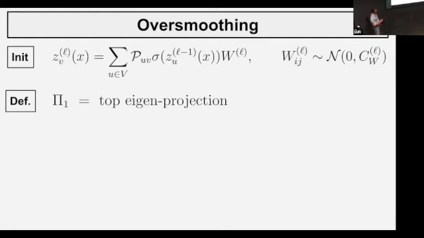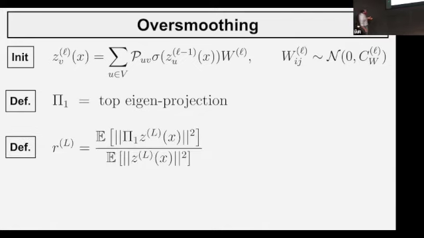To make this mathematically precise, let me write pi_1 for the projection onto the top eigenspace of your aggregation operator. To measure how much of your signal is in the top eigenspace, I have to form this ratio. I call this the oversmoothing ratio. In the numerator, you take your signal after capital L layers, so this is the final hidden layer, and you project it onto the top eigenspace of your aggregation operator. And you ask, what's the average size of your signal in the top eigenspace relative to the average size of the signal? That's how oversmoothed you are by layer L.